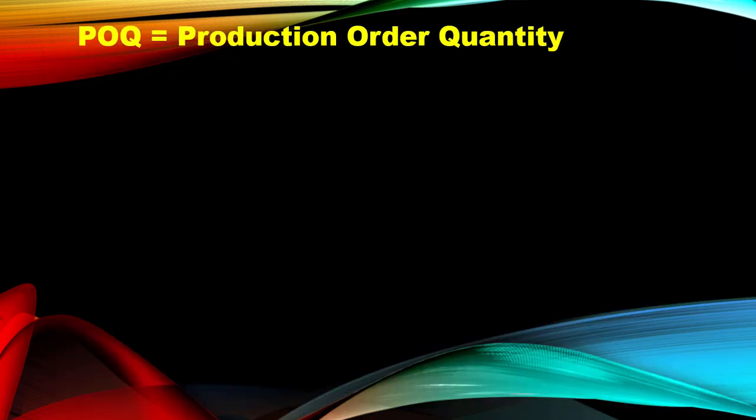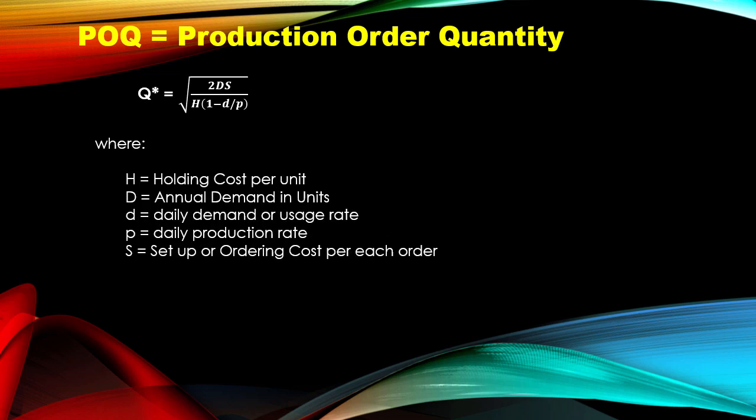So I have here the production order quantity, which is the POQ. I have the general formula for this. Q prime equals the square root of 2DS over H times 1 minus d over p, wherein H is the holding cost per unit, D is the annual demand in units, small d is the daily demand or usage rate, p is the daily production rate, and S is the setup or ordering cost per order.